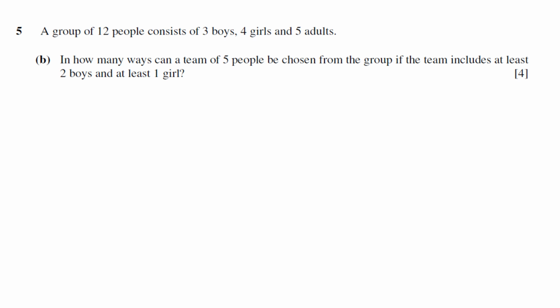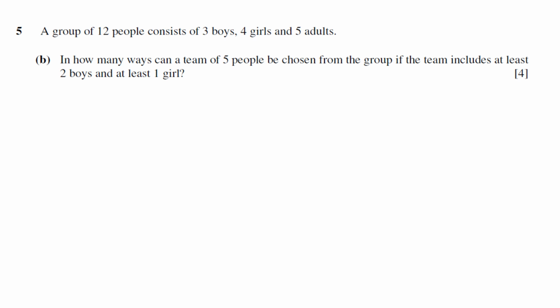On to question 5b. It says, in how many ways can a team of 5 people be chosen from the group if the team includes at least 2 boys and at least 1 girl? Since there should be at least 2 boys, there are only going to be 2 outcomes for boys. They're either going to be 2 boys or 3 boys, which is the maximum number of boys. Whereas for the girls, there's either going to be 1 girl, 2 girls, or 3 girls.